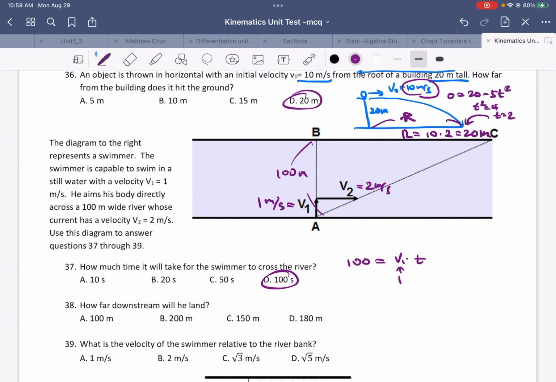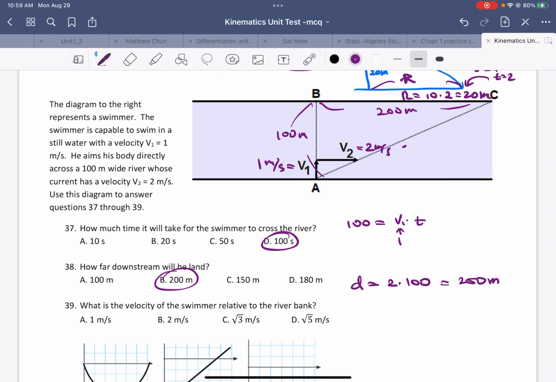So they ask you how far away downstream. So then this is a speed times a time. So you can say your distance is 2 times 100 seconds, right? So then it's basically 200 meters. So this one will go 200 meters downstream that way.